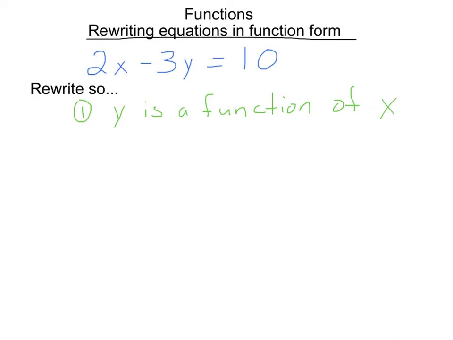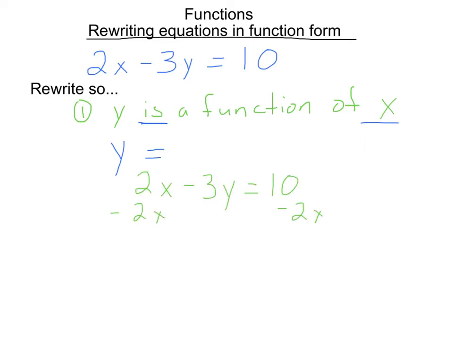Well, if we just look at the first part of this saying, we have "y is." And if we were to translate "is" into a symbol, that would mean equal. So we have y equals, and what does y equal? Well, some function that has x in it. So if we take our 2x minus 3y equals 10, and rewrite it so that y is a function of x, all we're doing is solving for y.